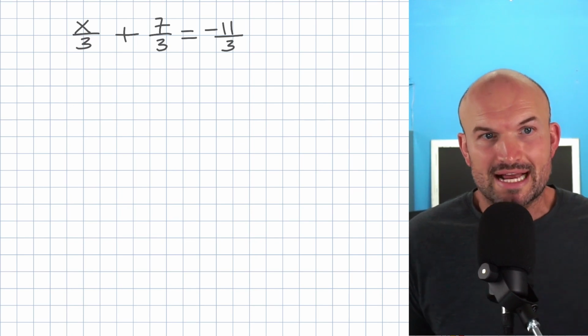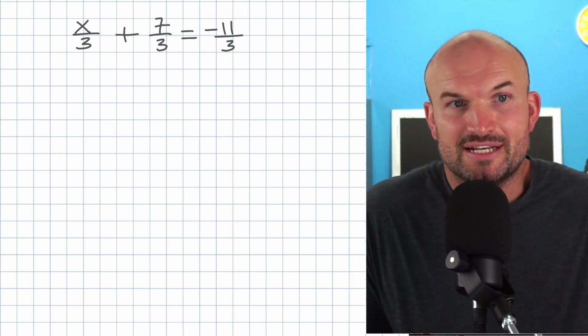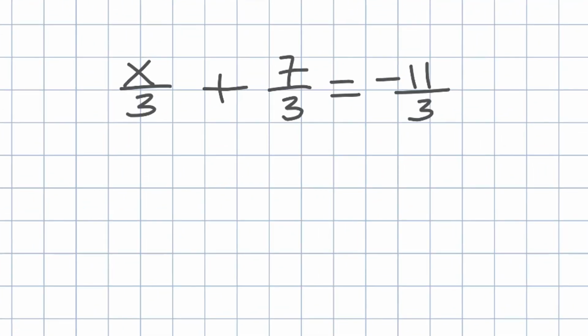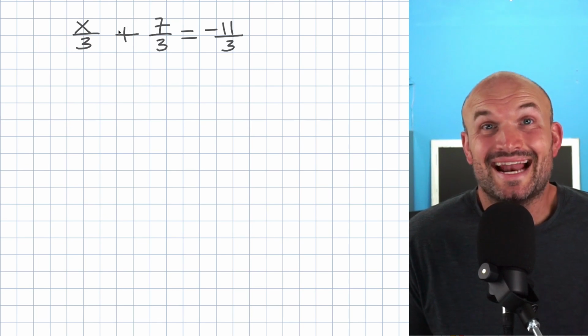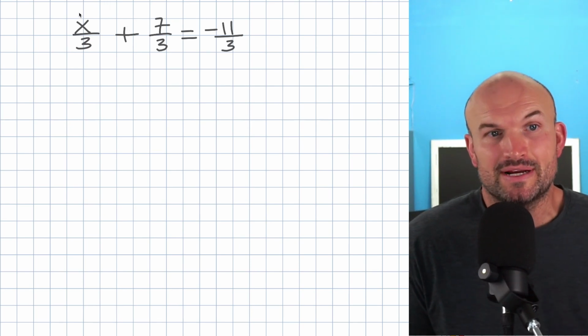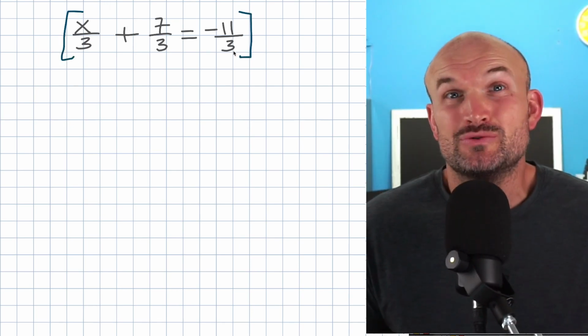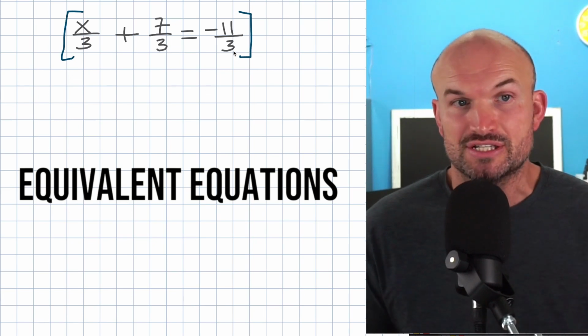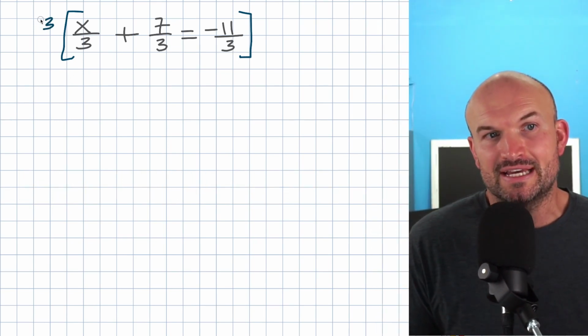You have to understand what exactly a fraction is, right? A fraction is just a division problem. This is saying x divided by 3. This is saying 7 divided by 3. This is saying negative 11 divided by 3. If I want to undo divided by 3, then I can just multiply everything by 3. But it's very important that you make sure that you keep what we call equivalent equations. So therefore, we're going to multiply everything times 3.